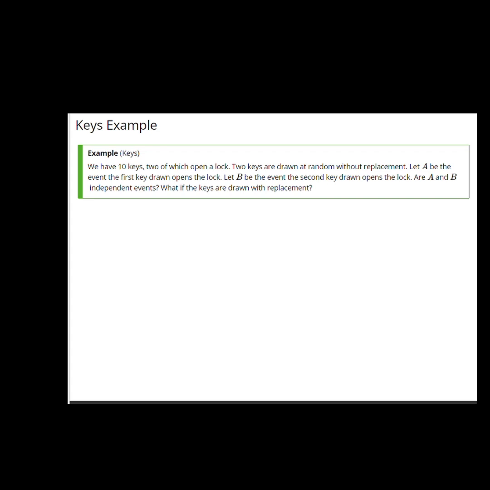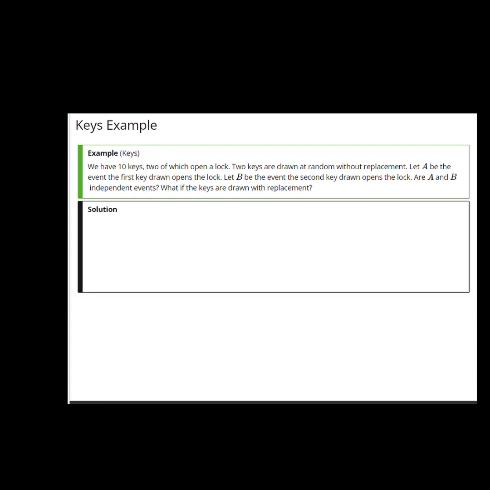What if the keys are drawn with replacement instead of without replacement? Well, let's start by determining the probability of the event A. A is the event that the first key drawn opens the lock. There are 2 keys which will successfully open the lock out of 10. The probability of A is therefore 2 over 10. We have the same argument on the second key. There are 2 keys which may appear on the second draw and will open the lock out of 10. The probability of the event B is also 2/10.